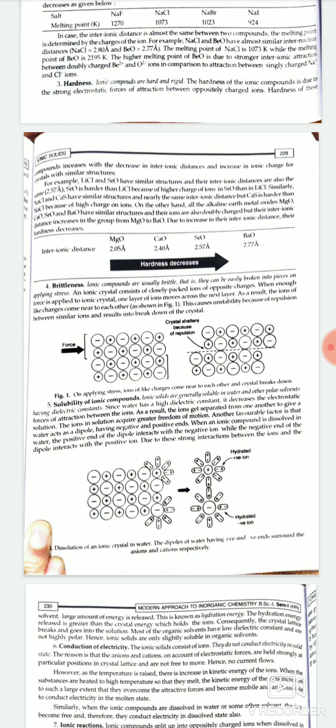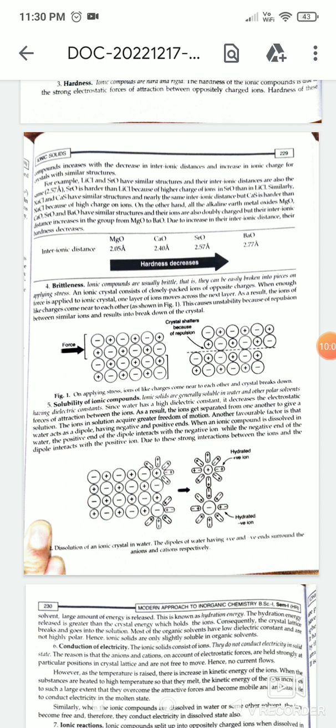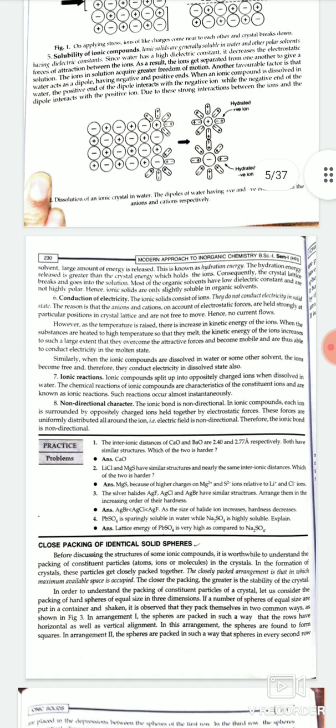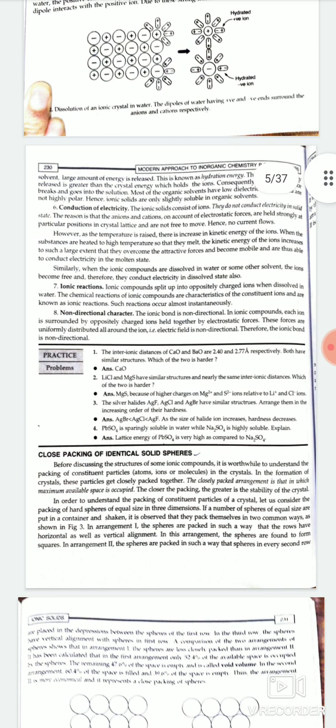Due to the strong interaction between the ions and the solvent, a large amount of energy is released. This is known as hydration energy. The hydration energy released is greater than the crystal energy, which holds the ions. Consequently, the crystal lattice breaks and goes into the solution. Most of the organic solvents have low dielectric constant and are not highly polar. Hence, ionic solids are only slightly soluble in organic solvents.